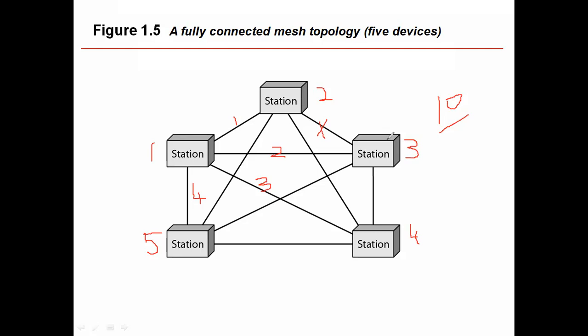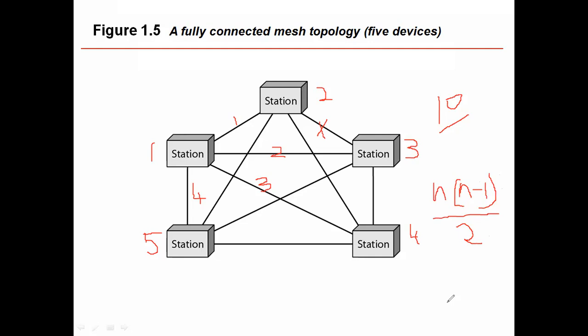The only drawback we face here is the number of network links. How can we identify the number of links? We have a formula to calculate that. The formula is n into n minus 1, divided by 2. By using this formula, we can calculate the number of links required to connect the systems.